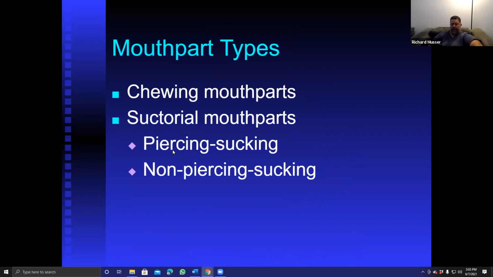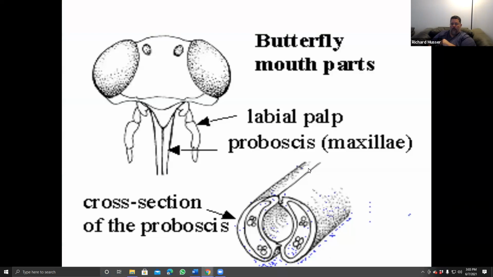So again, these are sectorial mouth parts. These are the piercing, sucking, so they can poke. And that's the piercing parts. And then some are non-piercing. And that's typical of butterflies. So they have a long proboscis. But again, the same basic parts are there. The labial palps are there. The maxilla are there. And they form a straw that can unwind and then go and get nectar from a flower.